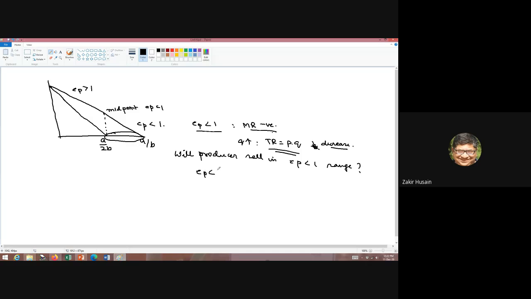So over here we can see that MR is negative. If you sell more, your total revenue is going to come down. That is why you will not sell at this point. In fact, if you want to add the total revenue, it is going to be like this. So this is the maximum point of total revenue.